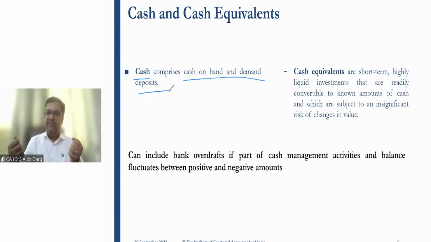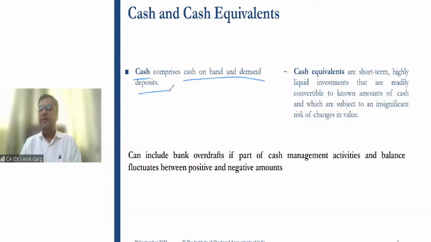You go to the ATM, you can withdraw money even on Saturday and Sunday as well, right? If you have to pay someone, you will just do NEFT, you will just do IMPS, and you can pay the money, right? Friends, this cash comprises cash on hand and demand deposits. Cash on hand and demand deposits.